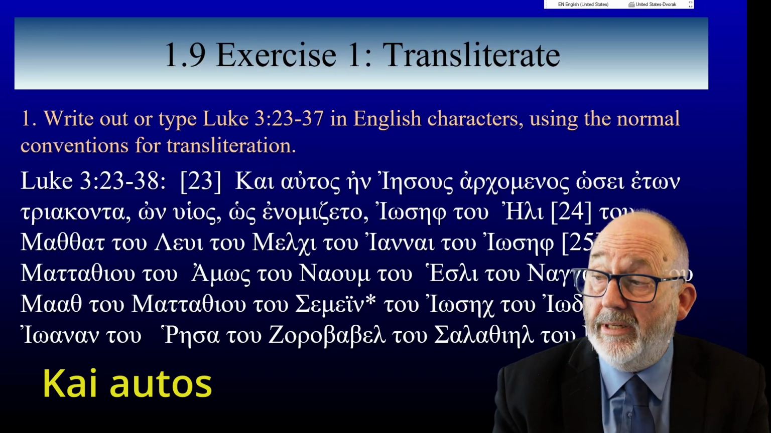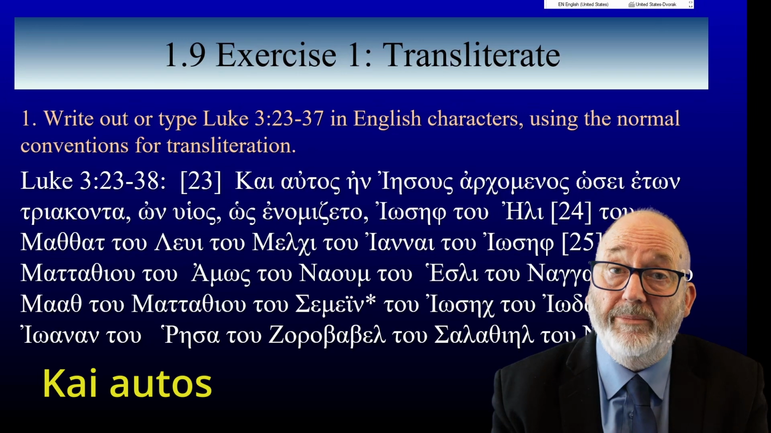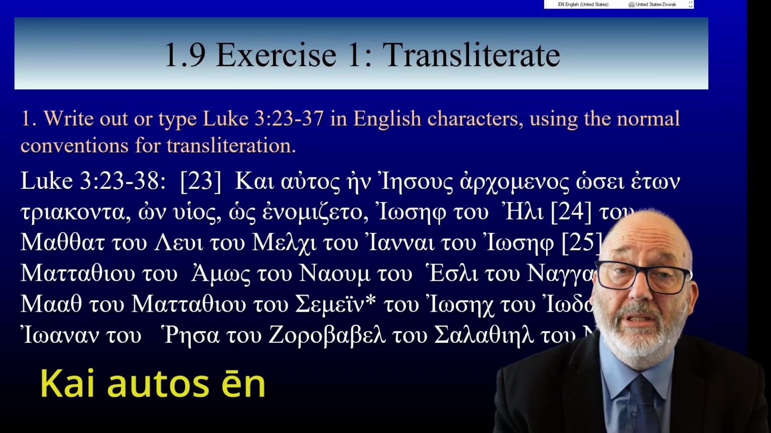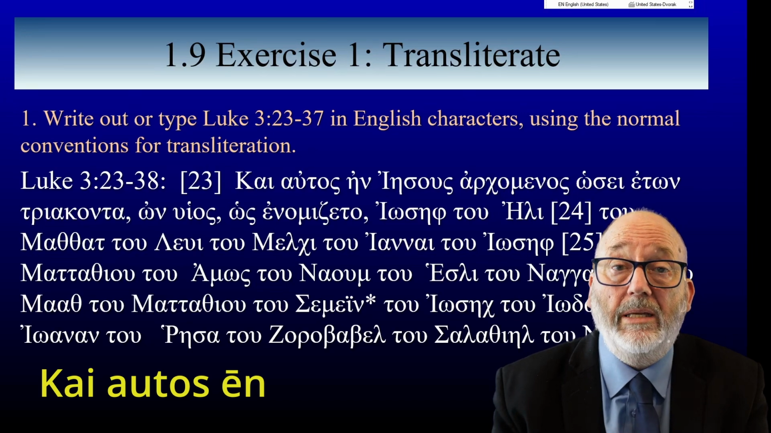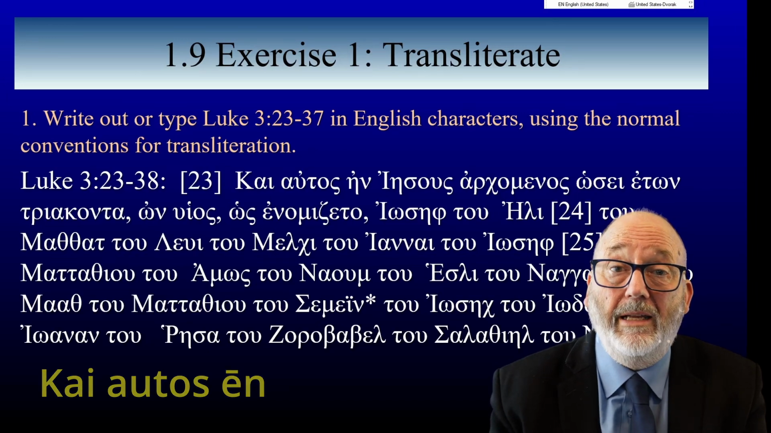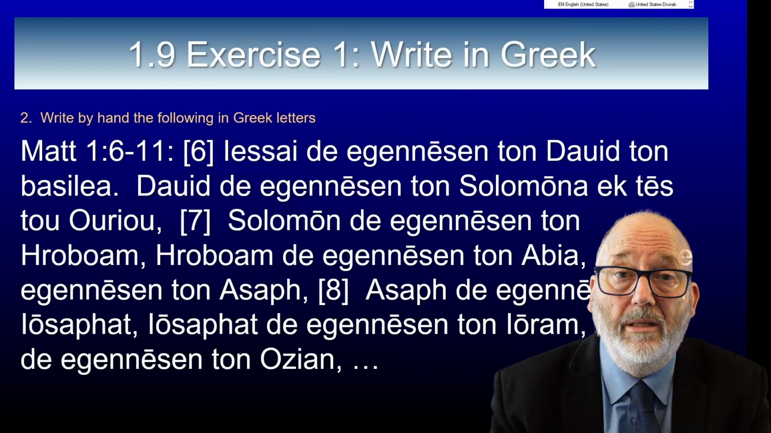The next word is a bit interesting. It is ain. It begins with an eta. So we transliterate that with an E with a bar over it. And then a nu is a N. Well, you get the point. Now, in the textbook itself, there is a complete answer to these questions.